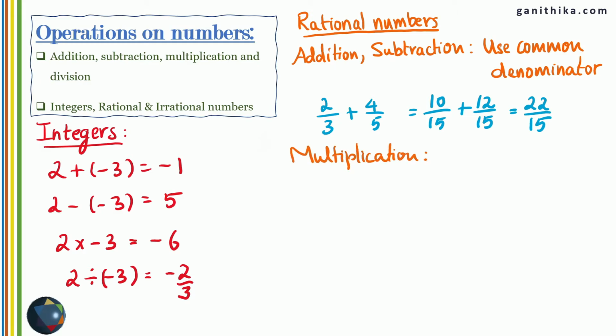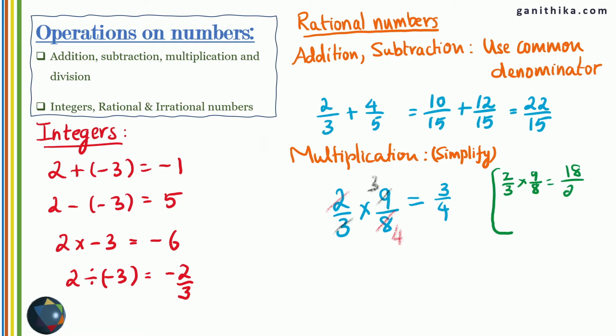Next is multiplication. Once you multiply, you need to simplify. The answer should be in the simplest form. Let's take an example: 2 over 3 times 9 over 8. You can simplify this by cross multiplying and the answer is 3 over 4. You can also multiply directly and then divide both of them by the common factor and then simplify to get the same answer. So either way is okay, but the final answer should be in the simplest form.